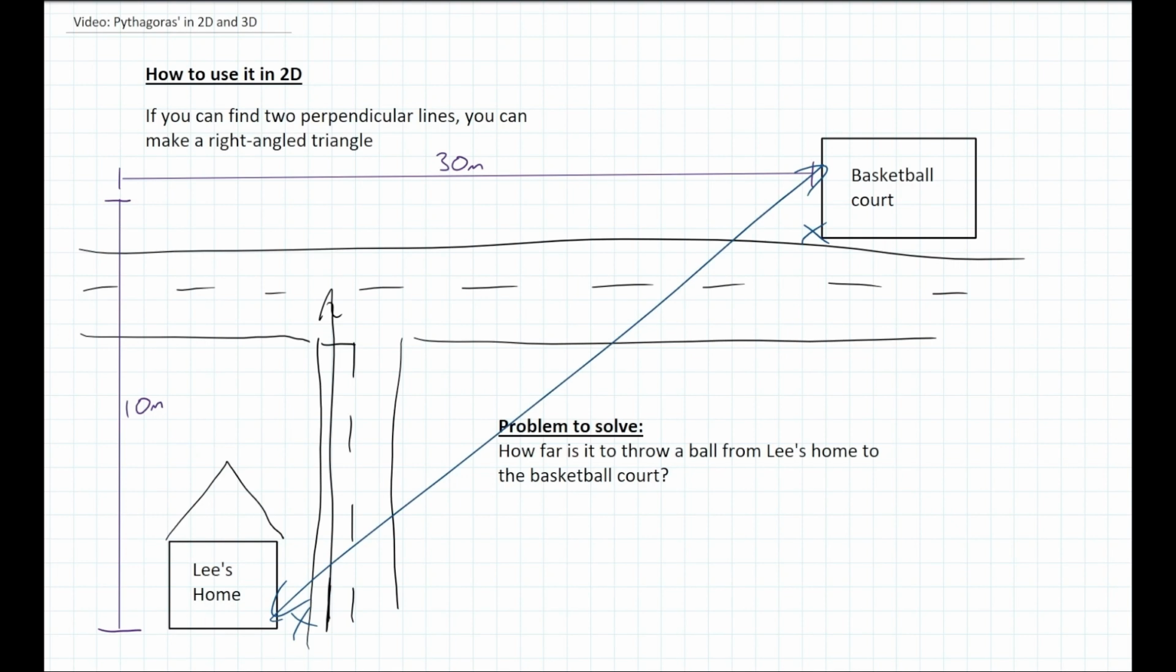In this situation, you've been told that on the left-hand side the height up to the top is 10 meters and the height across is 30 meters. So what we've essentially got is two perpendicular distances, that is two distances at right angles to each other. We can use those to solve this problem. So let's start solving this problem.